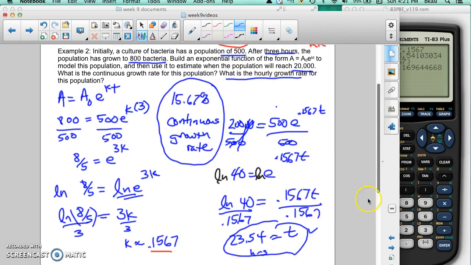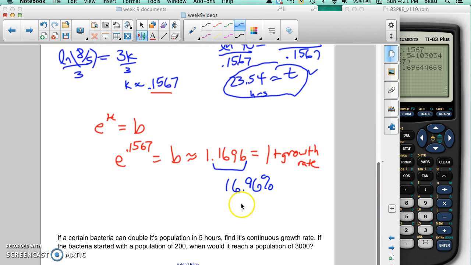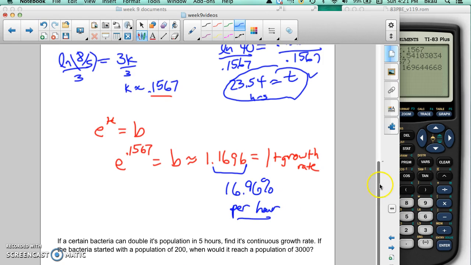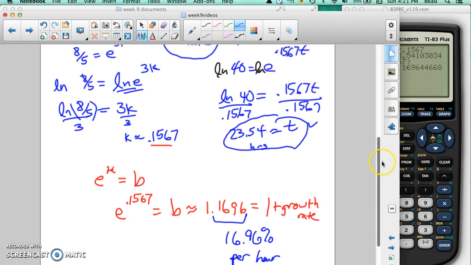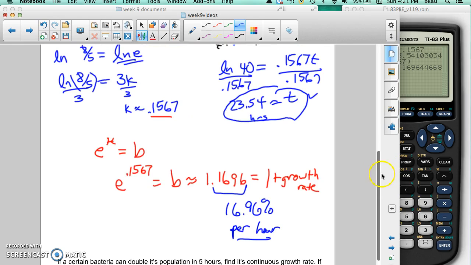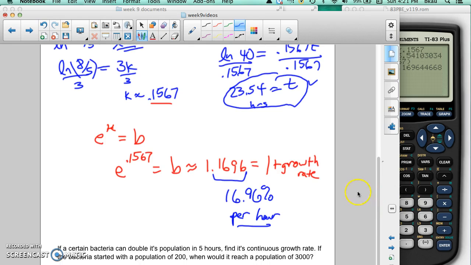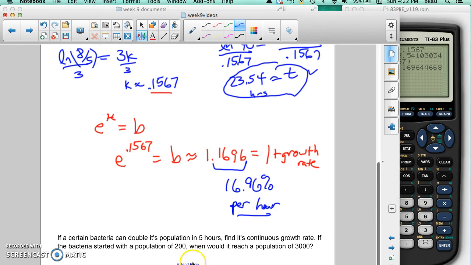So 16.96% per hour, which should be higher than our continuous model. Our continuous is 15.67%. This is 1% more than our model for continuous, which makes sense because continuous means you compound more, so you need a lower rate. All right, so let's look at the second example here.